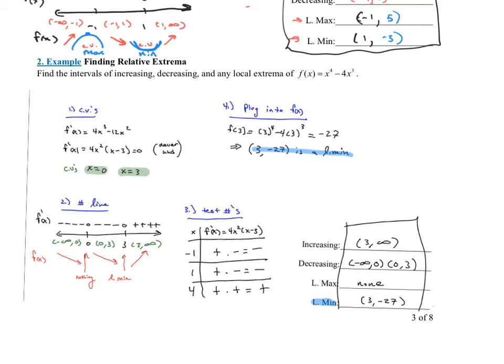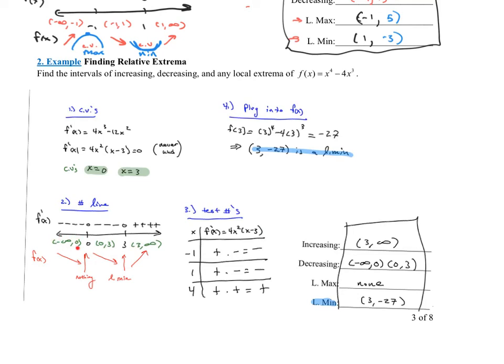I drew my number line. I plotted the numbers 0 and 3 on the number line. I determined my first interval was -infinity to 0. My second interval is 0 to 3. And my last interval was 3 to infinity. I went ahead and created my sign chart over here. I plugged x values into the derivative. Notice I used the factored form of the derivative because that's easiest to determine the sign.